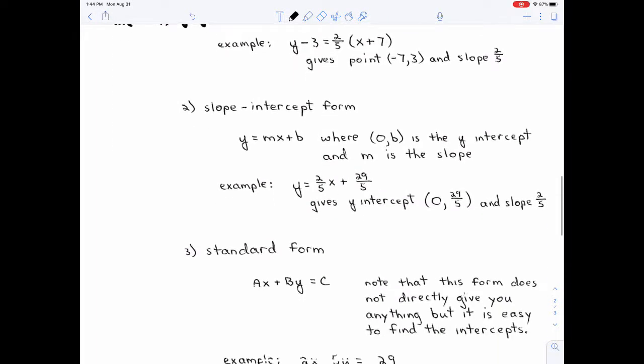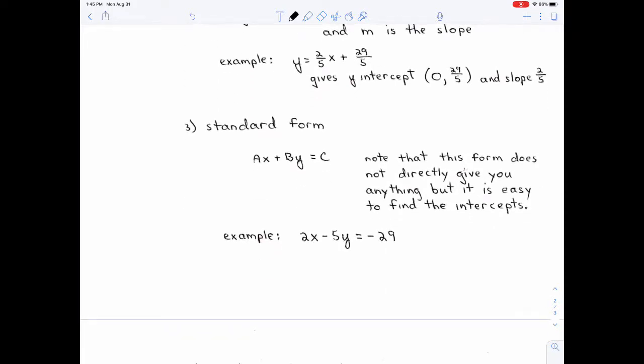Let's take the slope-intercept form. That's the one everyone likes because it's the one your 8th grade teacher told you about or whatever. So what does it tell you? Well, its name tells you what it tells you. It tells you the slope, and it tells you an intercept. Now, which intercept? It tells you the y-intercept. So again, there's going to be a number where it says m, a number where it says b, all right? And you just pick them out and you graph it. So if we have y equals 2/5 x plus 29/5, the y-intercept is 29/5, so it's (0, 29/5), and the slope is 2/5.